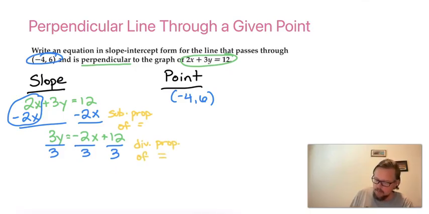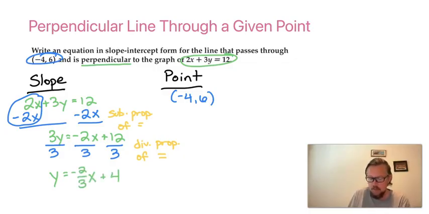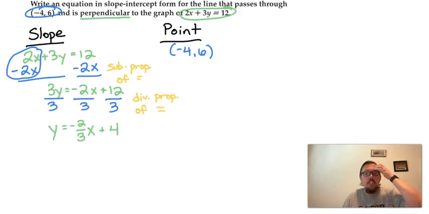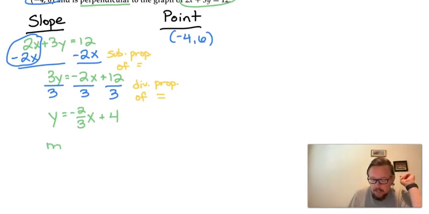When you divide by 3, you have to divide everything. So 3y divided by 3 is y. Negative 2 divided by 3 would give me something awful if I did it on the calculator, but I don't want to do it on the calculator because I want a fraction for the slope. And 12 divided by 3 is 4. Okay, so the slope of this line is negative 2/3.